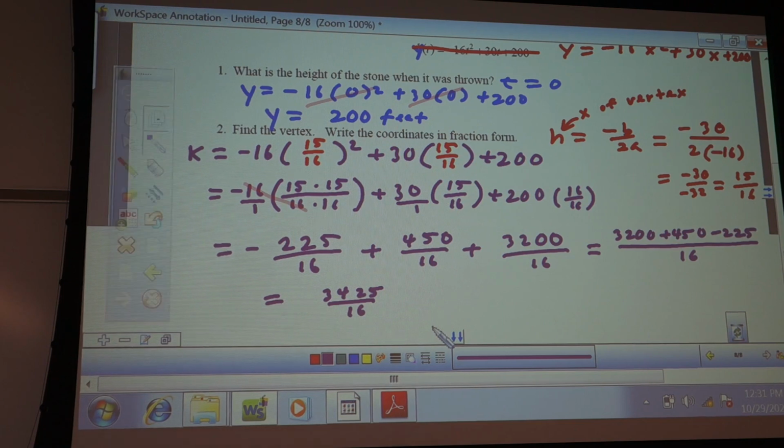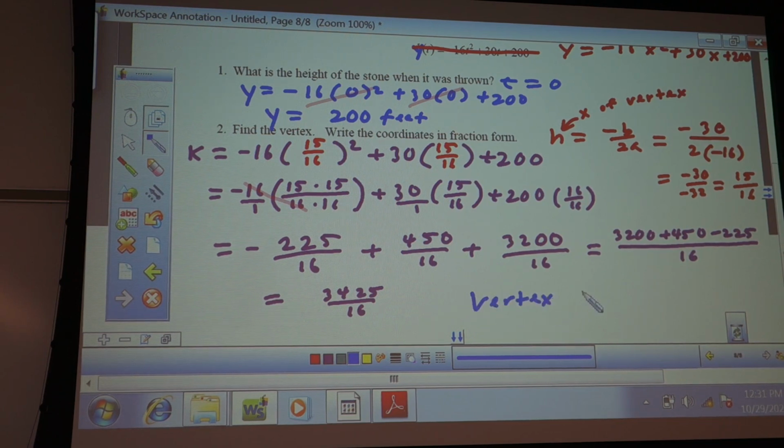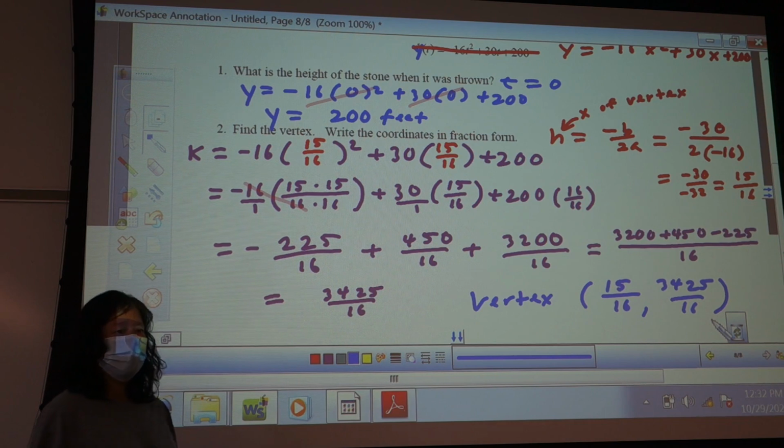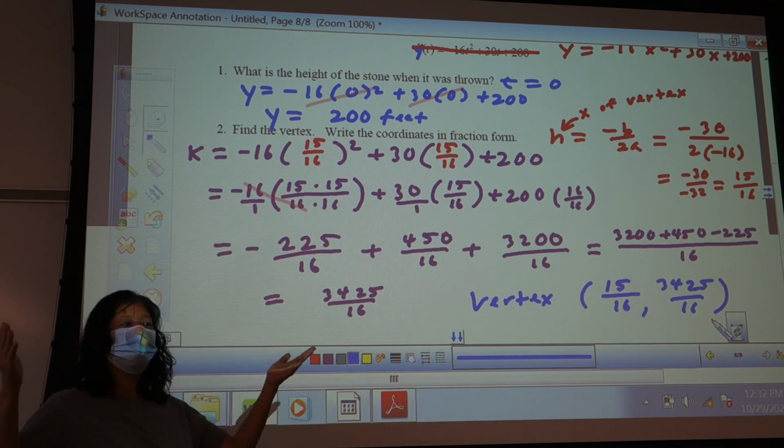That's all we got, because that's not even. So then my vertex is going to be, wow, they're really sort of vicious with this. 15 over 16, comma, 3425 over 16. That's something not very nice. I am going to be fine if you do it in decimals. So on the exam, decimals are okay.